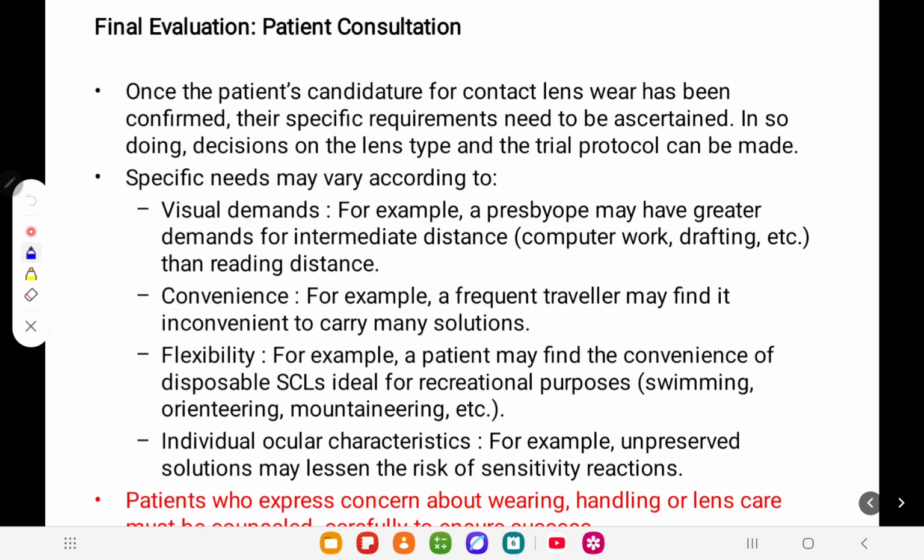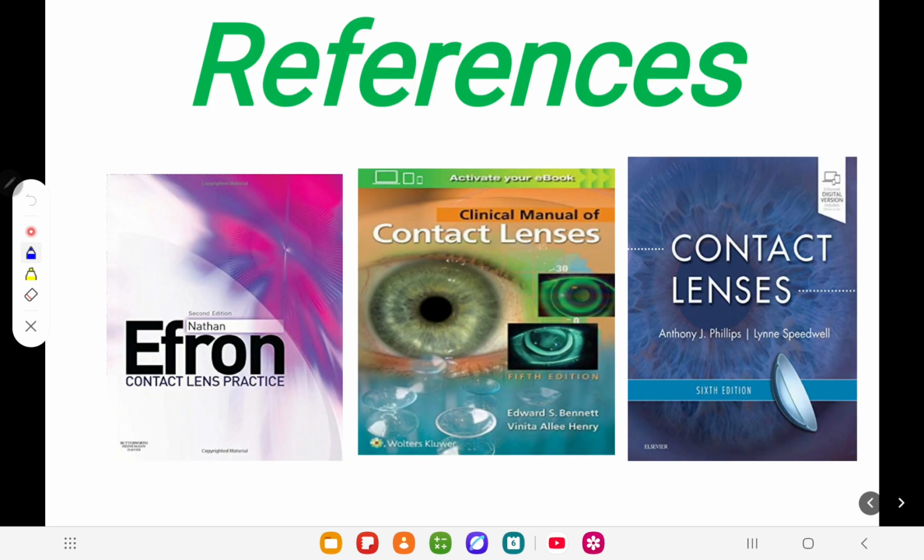Yes. So for the final evaluation, we do a patient consultation. The specific needs vary. What are the needs of the patient according to their visual demand, convenience and flexibility, and individual ocular characteristics? These things are all important. Just pause this video and read these things. Okay, I think that's it.